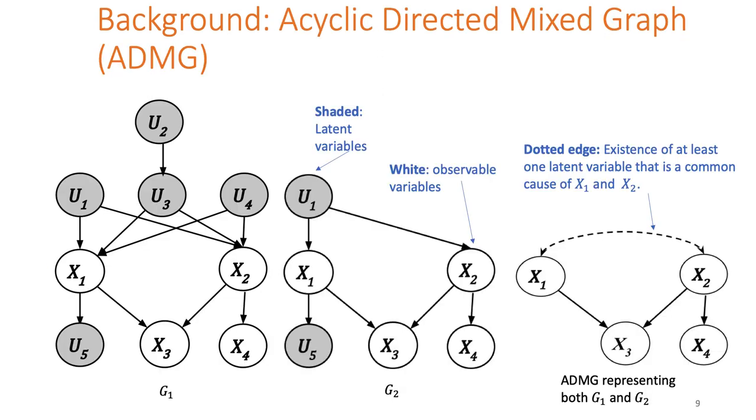An acyclic directed mixed graph, or an ADMG, is a way of representing existence of latent variables in a graphical structure. Both networks G1 and G2 have the same number of observed variables, but different number of latent variables. Both networks can be represented with the same ADMG, where the existence of at least one latent variable that is a common cause of x1 and x2 is shown with a bidirected edge.